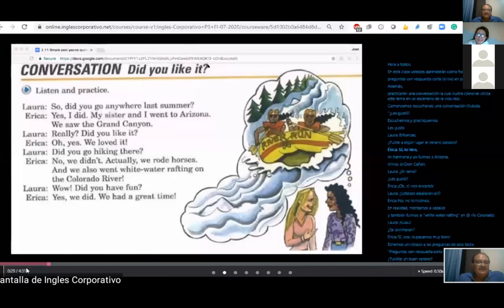Sería lo contrario de yes, I did. Sería no. Sería no, I didn't. No, I didn't. Exactamente. No, I didn't.